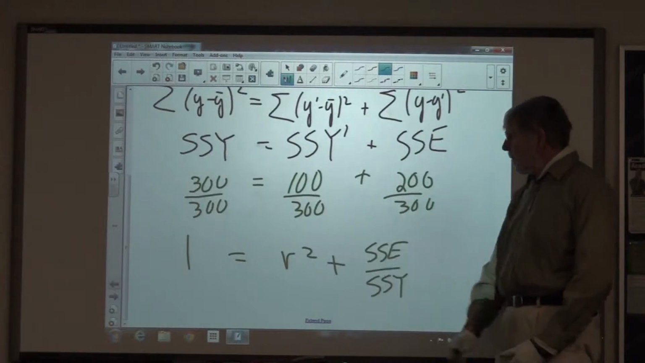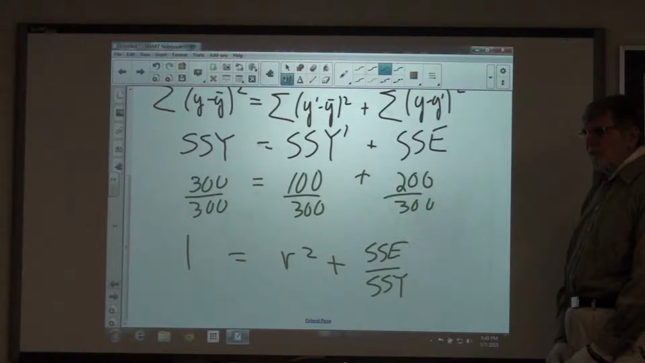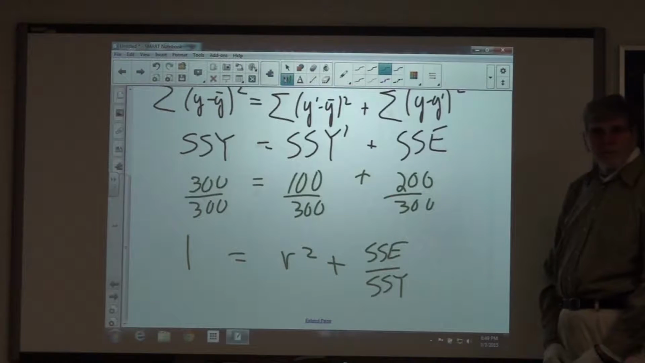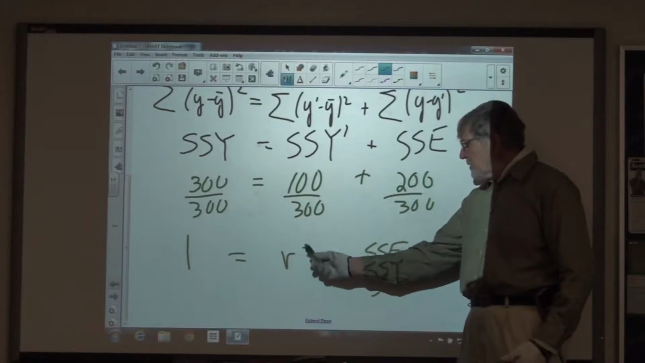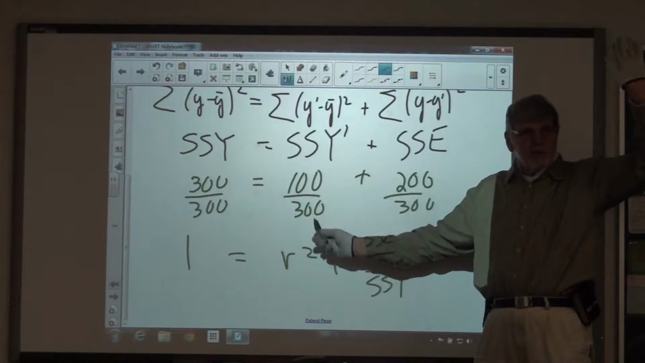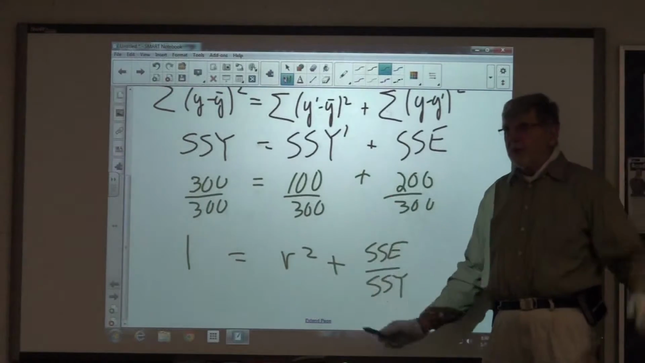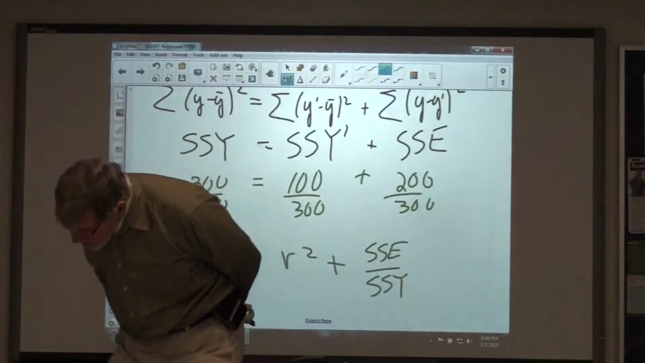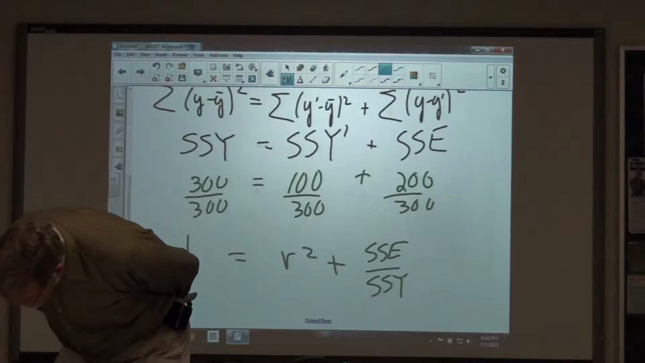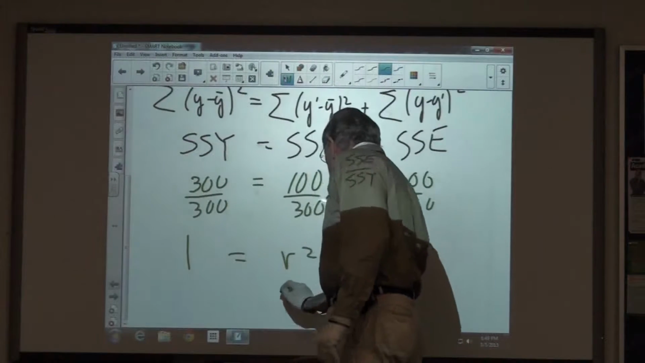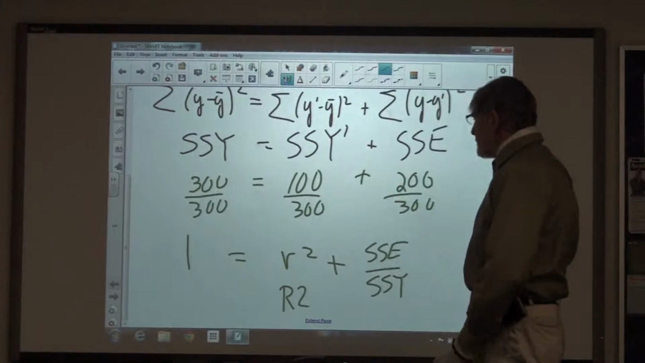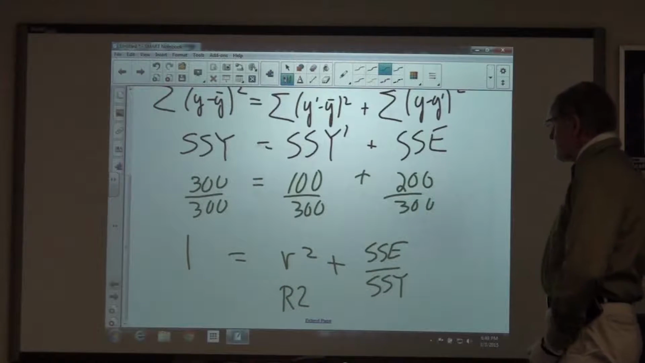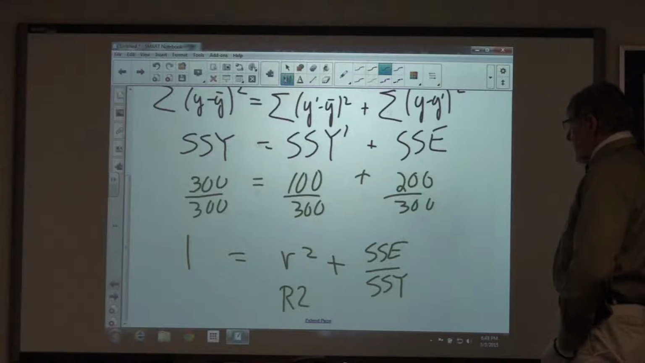Then what is r squared? R squared is 1/3. All agree that r squared is 1/3. 100 over 300, 1/3. Okay, now they write that as R2, but that just means they don't know how to make a superscript. Okay, so that's done.